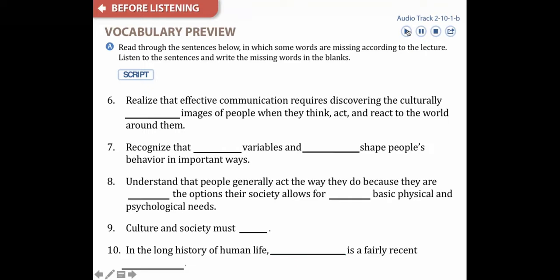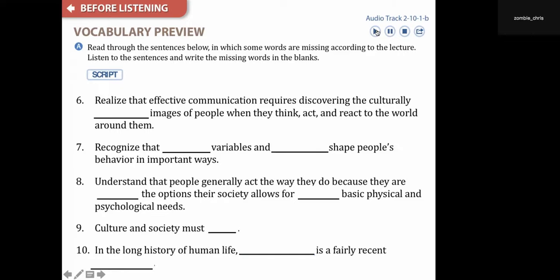10. In the long history of human life, multiculturalism is a fairly recent phenomenon. Okay, so let's go through some of these. I'm going to leave 6, 7, and 8. I need to come back because there's something I do need to tell you about that.